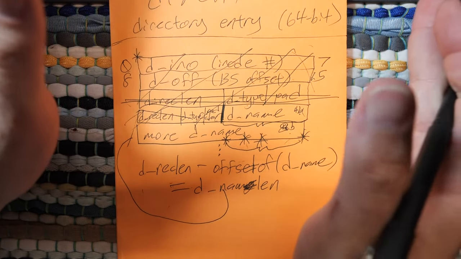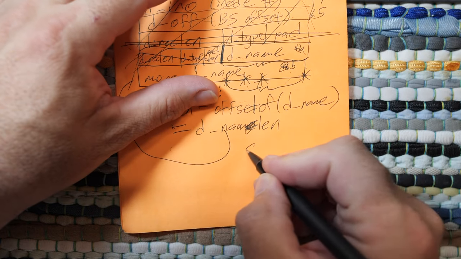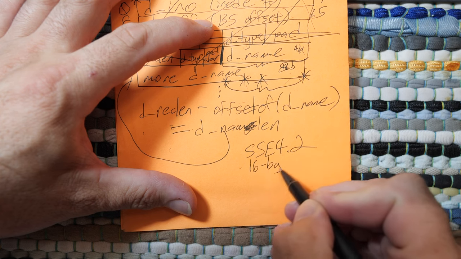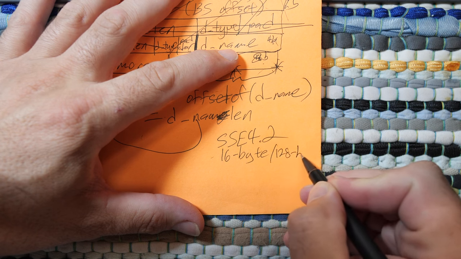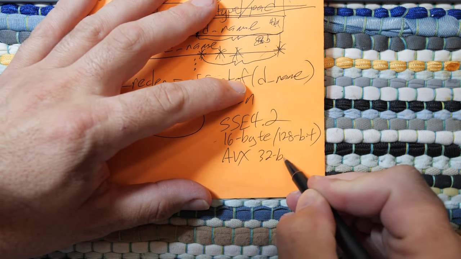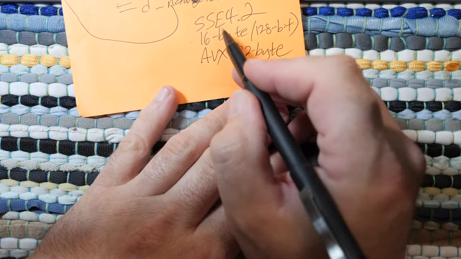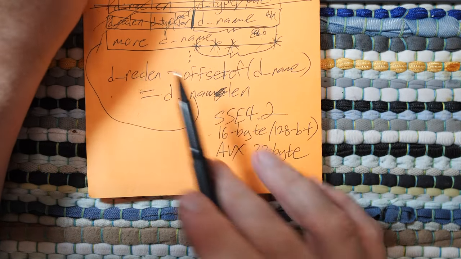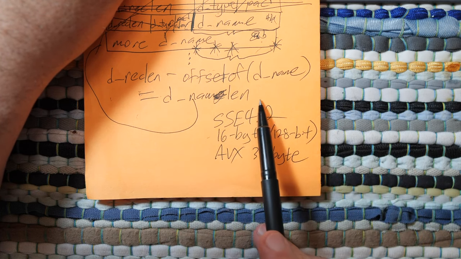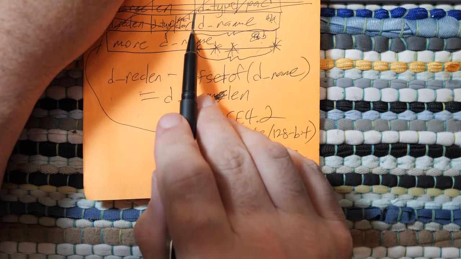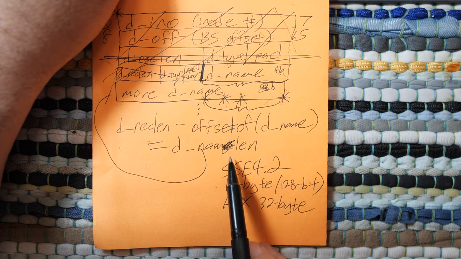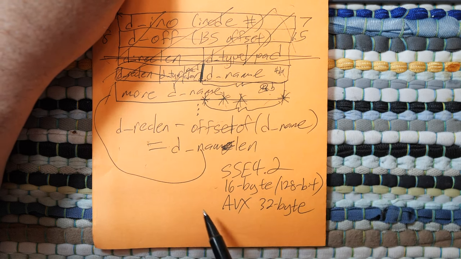Which means, I've heard some people argue about assembly language, and there's SSE 4.2, which by the way requires 16-byte alignment. 16-byte is 128 bits, and there are also some AVX instructions which are 32-byte. But there are string instructions in SSE 4.2 that you can use to more quickly look for the end of a string, but it still requires some setup and some work. If you already have the length, you don't have to do any work. You know that this is where it starts because that's where it always starts. These are all fixed. You know that this is the length. So you know from here to here is the name of the file.